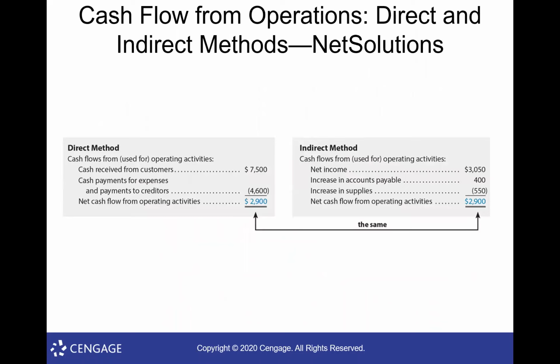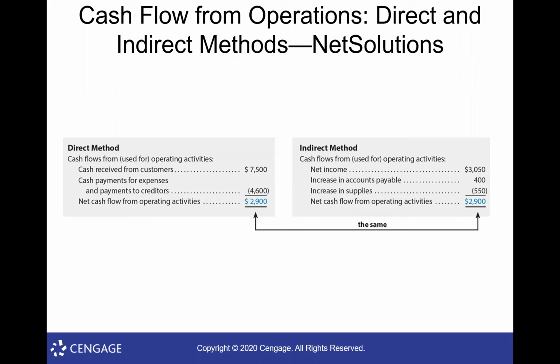So this compares the two side by side. You can see the direct method just says, here's the cash we received from customers. Here's the cash we paid for expenses and to our creditors. That's our net cash flow from operating activities. With the indirect method, we say, we started with net income. We adjust for the increase in accounts payable and the increase in supplies. That gives us our net cash flow from operating activities.